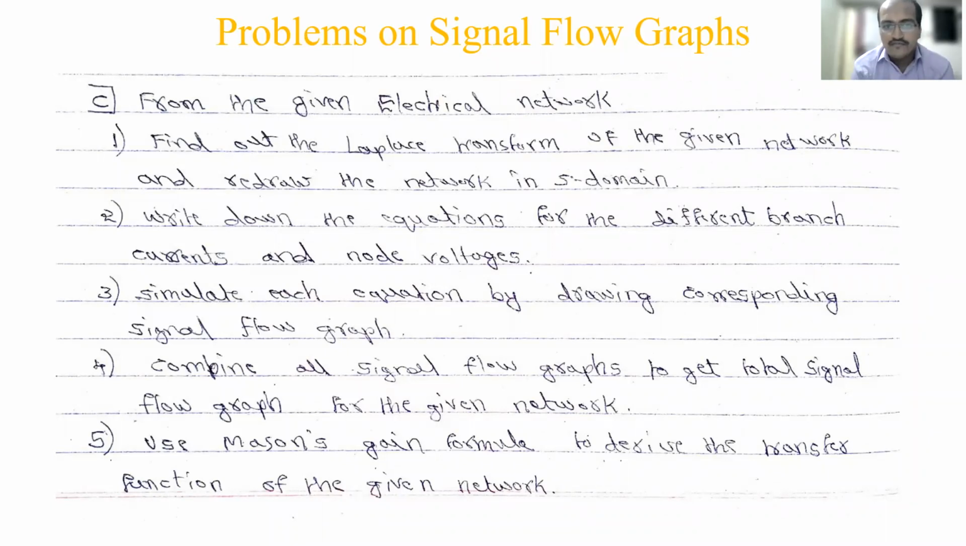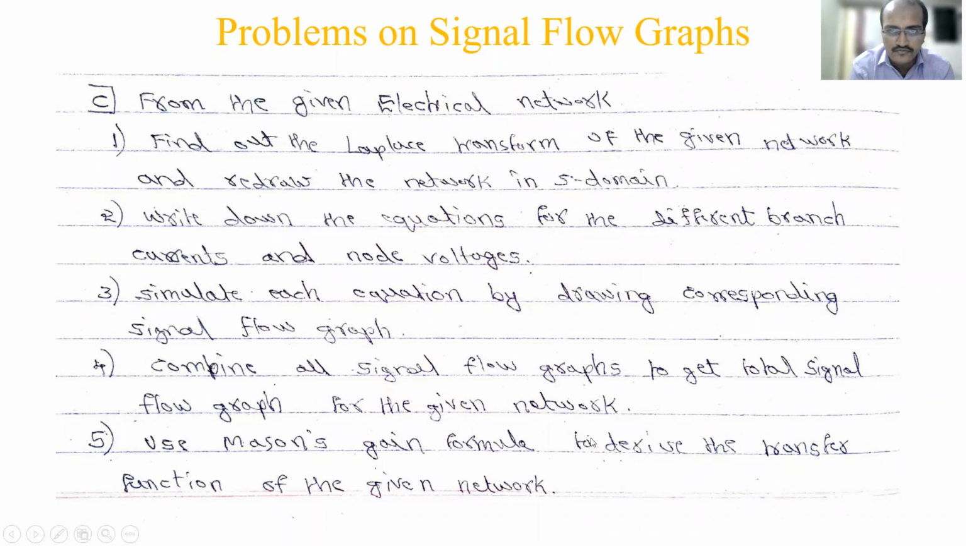Fourth, combine all signal flow graphs to get the total signal flow graph for the given network. Here we draw individual graphs, each corresponding to a single system equation, and finally we club them together. Finally, you have to use Mason's gain formula to derive the transfer function of the given network. So these are the 5 steps we'll use for the electrical network.